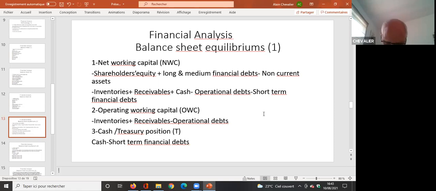So if it is negative, what does it mean? It means that instead of showing a financial need, it is a financial resource. And of course, when you are a company in an economic sector which is showing high operational debts and negative operating working capital, you have a source of financial resources which is at nearly zero cost.